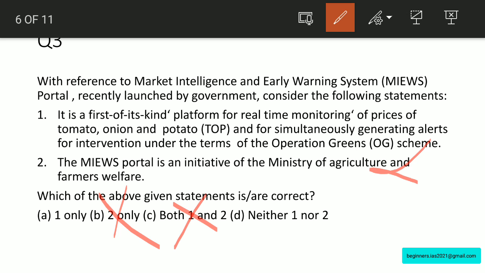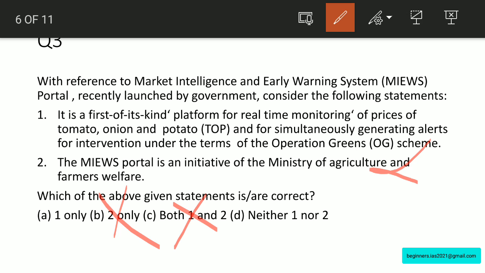Why? Since the Market Intelligence and Early Warning System is a dashboard and portal. It's a first of its kind platform for real-time monitoring of prices of tomato, onion and potato, in short, TOP, and for simultaneously generating alerts for intervention under the terms of Operation Green. One has to know more detail about the Operation Green scheme. That is also very important with respect to the Prelims perspective.